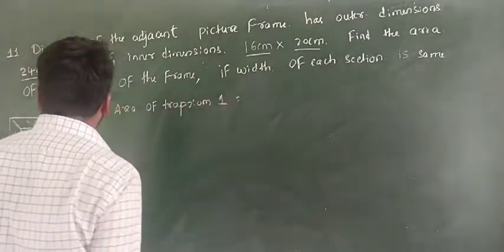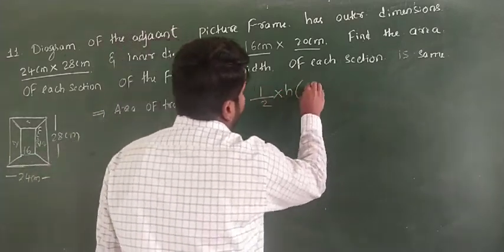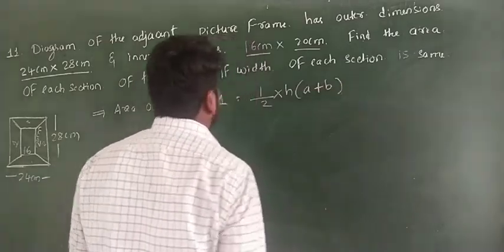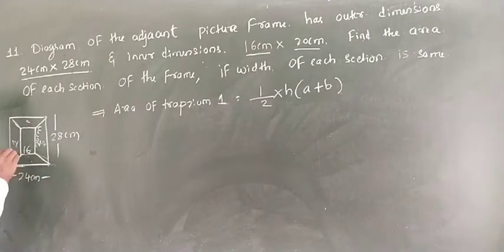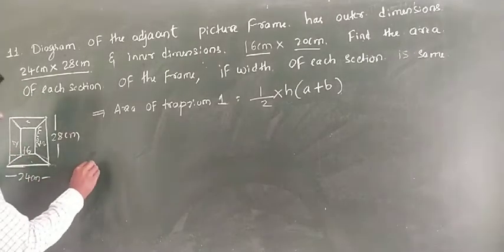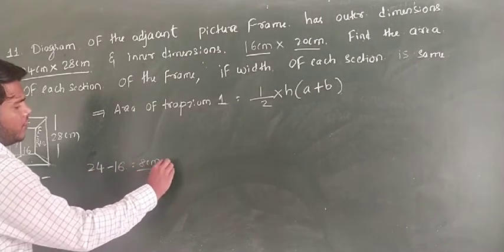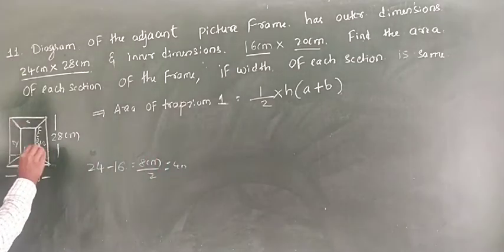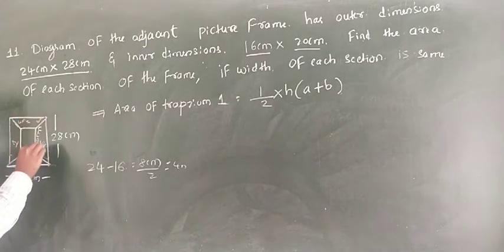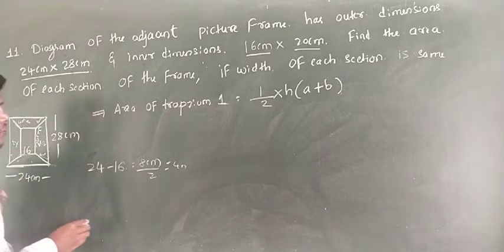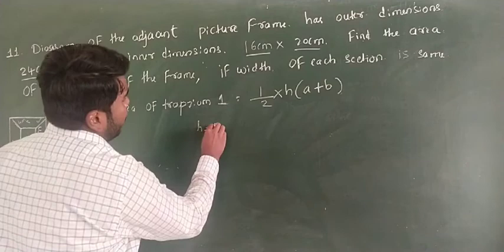So the area of trapezium 1 is equal to half into height into A plus B. This is the area of trapezium formula. See here, you need the height, which is this width. You can write 24 minus 16, so 24 minus 16 is 8 centimeter, and 8 divided by 2 is 4 centimeter. This whole width is 8 and each part is 4 centimeter. This is also 4 centimeter, and this is also 4 centimeter. So you can take the height as 4 centimeter.